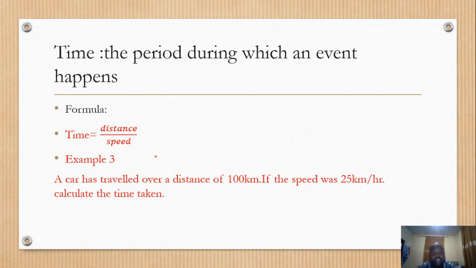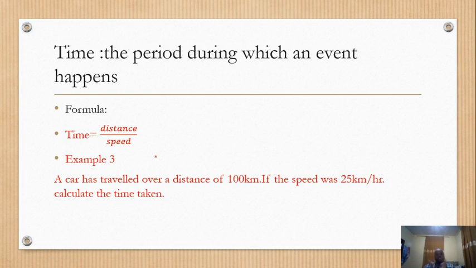Now let's calculate time. So what is time? Time in this context means the period during which an event happens. An event like a car traveling from town A to town B, right? That's it. So again, we will start with the formula. Time is equal to distance divided by speed. Still we're rearranging our first formula, the formula of the speed. Now time is equal to distance divided by speed.